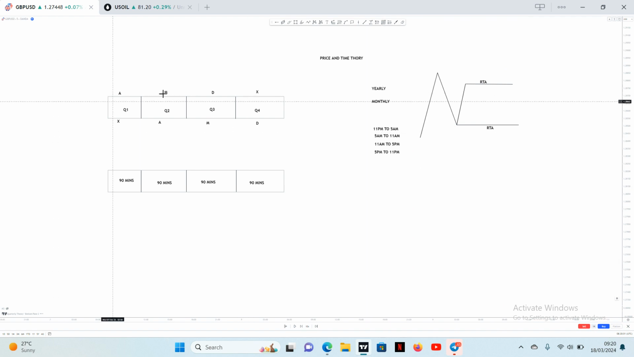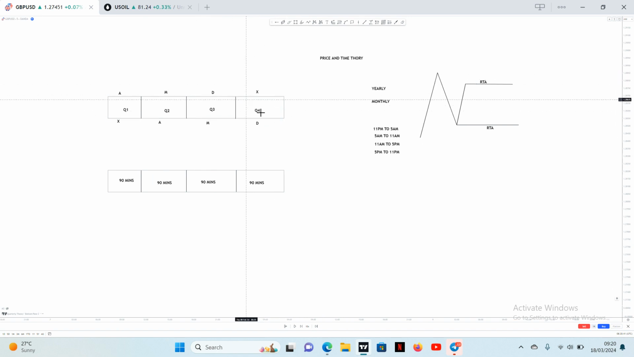But before we dive into this, let's go back here. So, what do these quarters do? Quarter one, quarter two, quarter three, quarter four. What do they do? Each quarter is supposed to represent one of these: A, M, D, X. So, what does it mean? The A stands for your normal AMD: accumulation, manipulation, distribution. The X stands for reversal slash continuation.